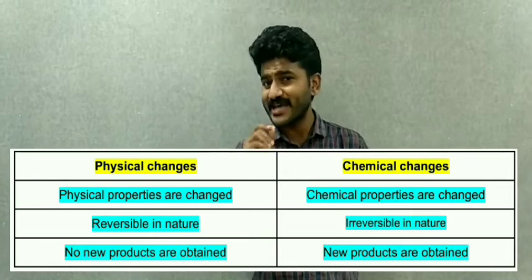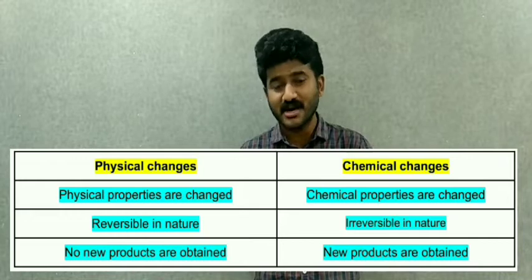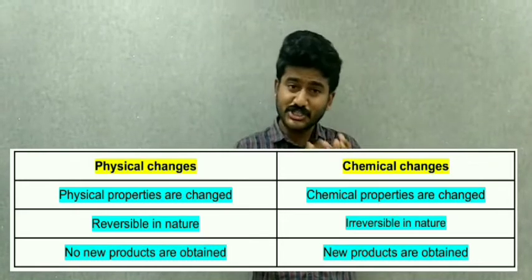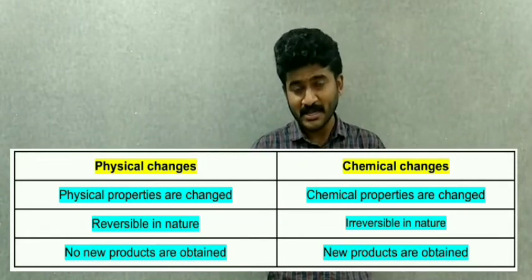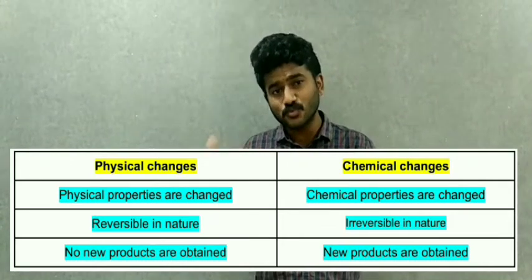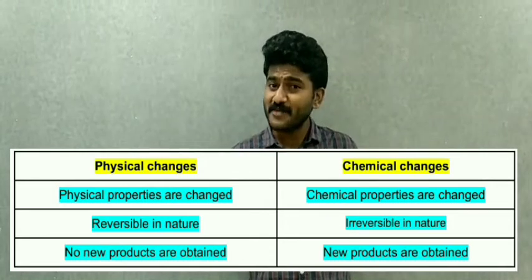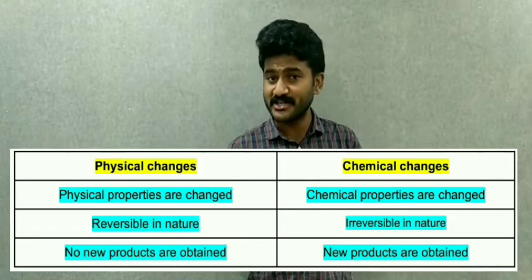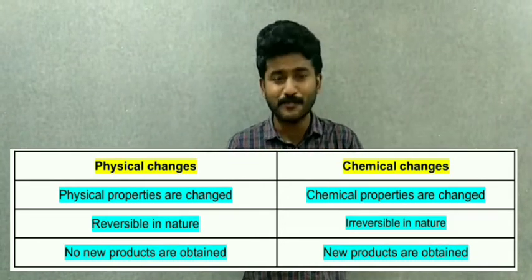Before moving to the idea of chemical reaction, let me recall the concept of changes. There are two types of changes: physical changes and chemical changes. The changes in which physical properties are changed are known as physical changes. The changes in which chemical properties are changed are known as chemical changes. In physical changes, it is reversible in nature and no new products are obtained. But in the case of chemical changes, it is irreversible in nature, and at the same time new products are obtained. That is the exact point.